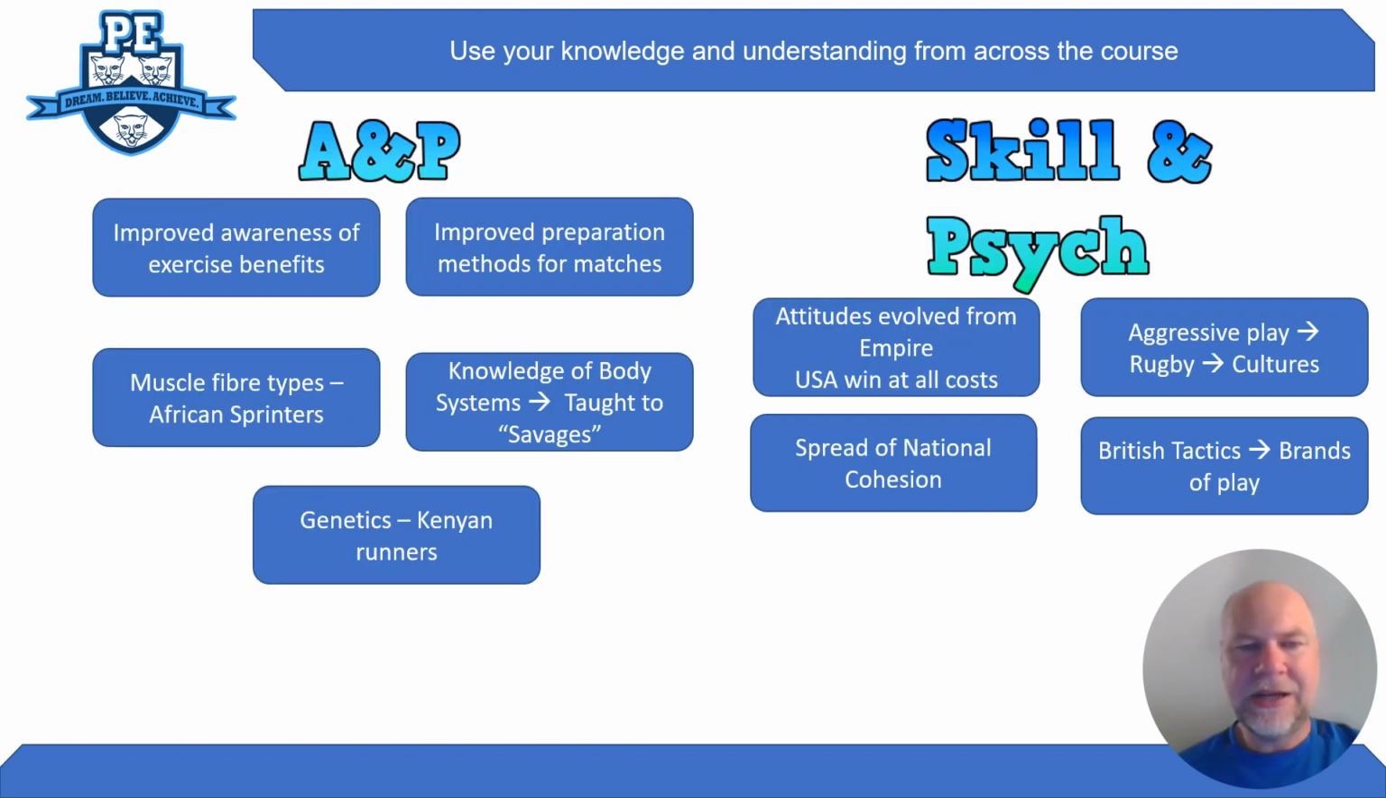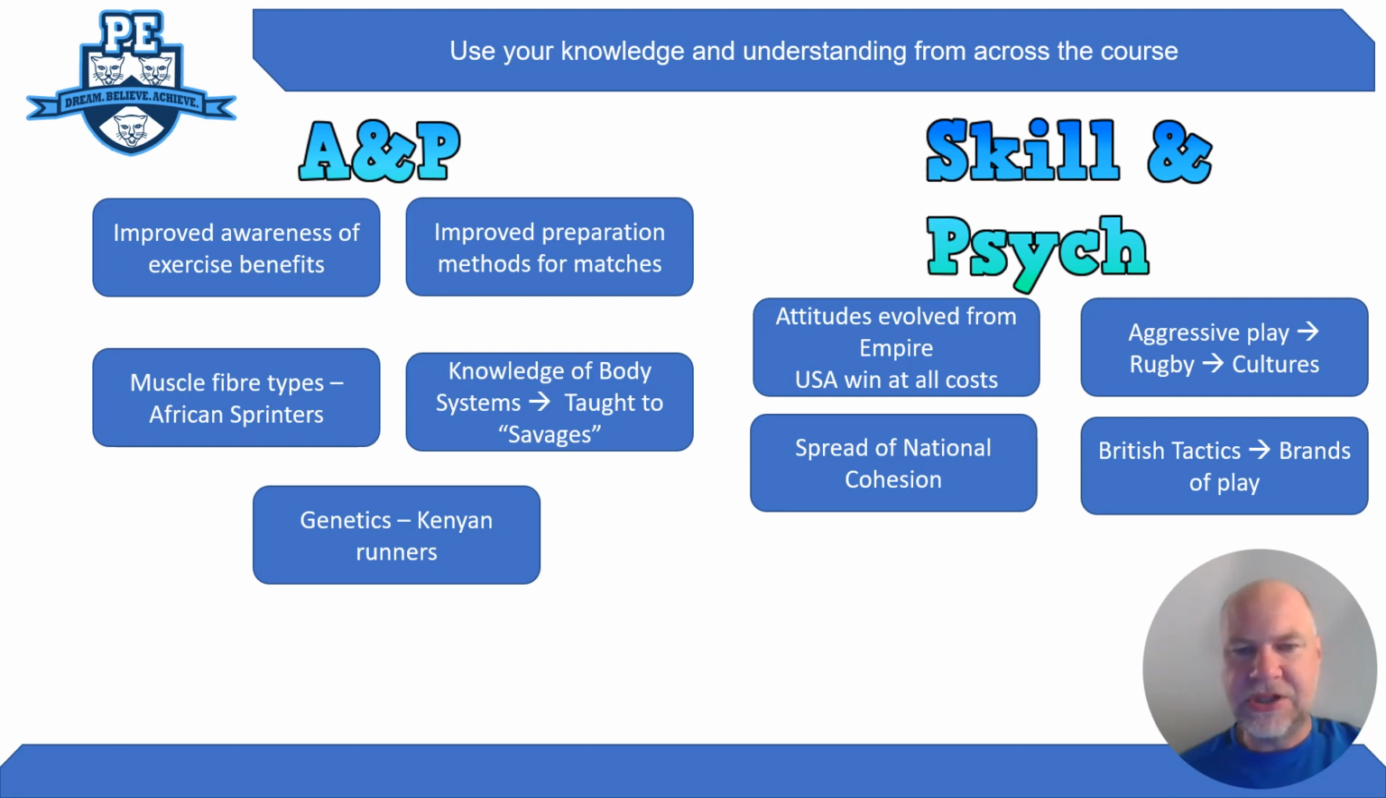Other ways that you might link in anatomy and physiology include, very loosely really, the idea of improving awareness of the benefits of exercise to the colonial countries, and obviously across the UK, improved preparation and methods for the matches that were taking place. We've got elements of identification of muscle fibre types, and for example, the stereotypical athletes that may be linked through muscle fibre types and genetics, you could link into that. And then just having a knowledge of body systems and improving health and fitness, which could also be taught to the colonies that we took over.